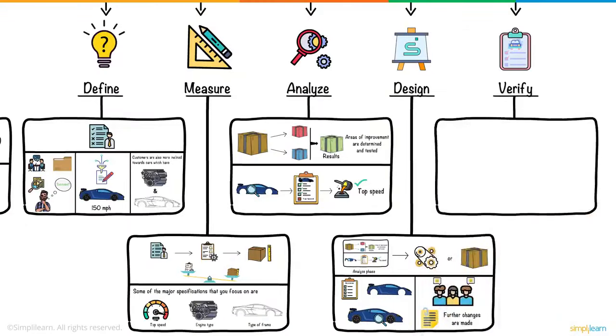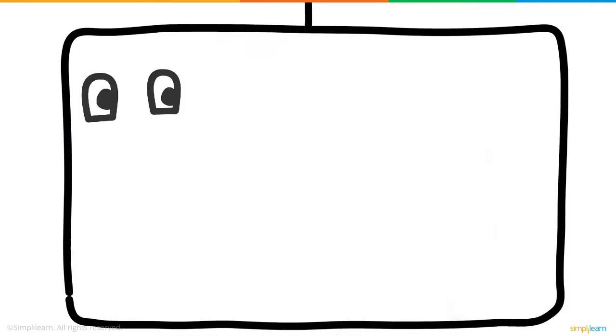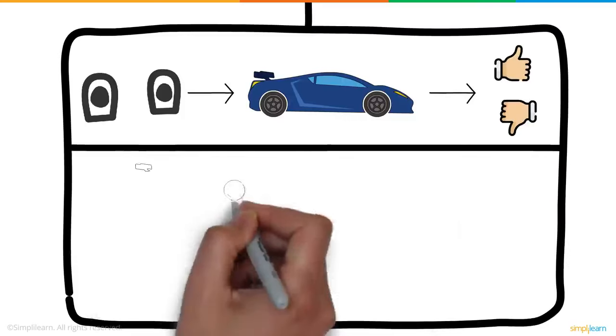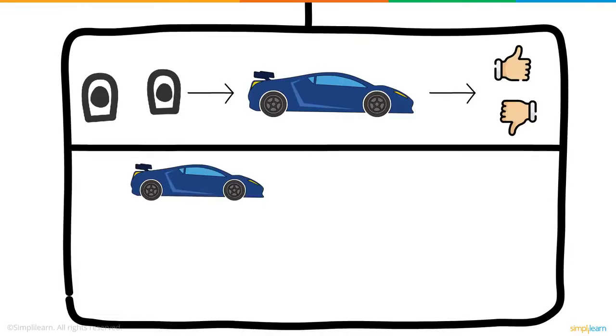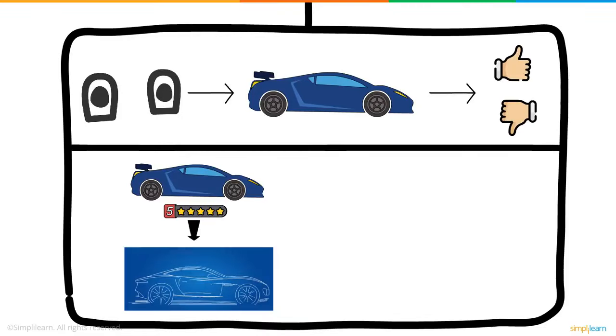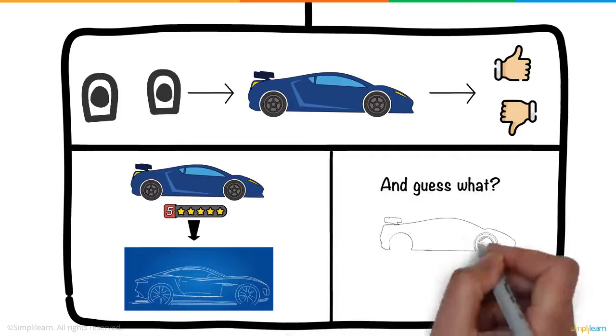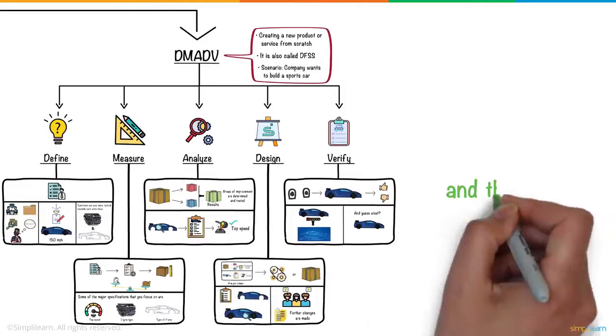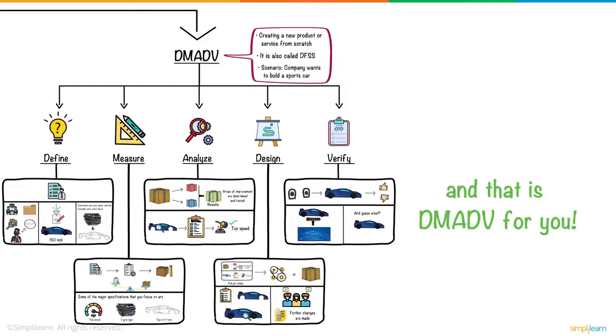And finally, in the Verify phase, you check whether the end result meets or exceeds customer requirements. Once you launch your brand new sports car, you collect customer feedback and incorporate it into future designs. And guess what? Your customers are loving the new design. And that is DMADV for you.